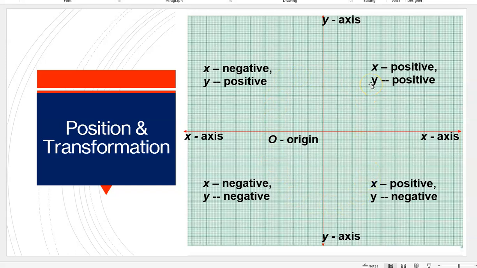In the first quadrant, x is positive, y is positive. In the second quadrant, x is negative, y is positive. In the third quadrant, x is negative, y is negative. And in the fourth quadrant, x is positive, y is negative. Clockwise rotation: we begin from first quadrant, from right to left. Anti-clockwise rotation, from left to right.